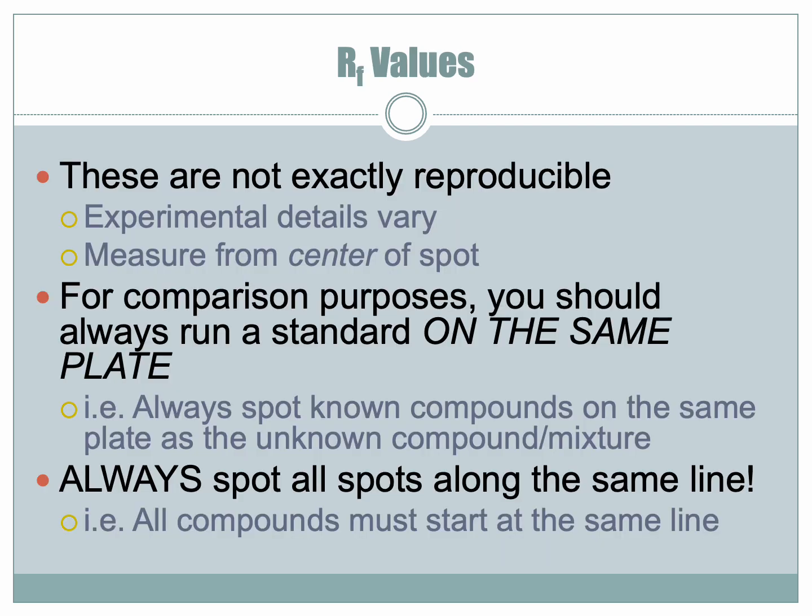So RF values are not exactly reproducible, which means that we can't look at an RF value in a book and expect to get the same RF value if we were to do the same compound in the same solvent. So what that means is that RF values are not absolute, they're relative. So if we spot 2 compounds on the same plate, then we can directly compare their RFs. But if we spot the same compound on 2 different plates, then we can't directly compare their RFs. So when we're trying to compare 2 different spots, we always spot them on the same plate, because we can't compare the details between 2 plates. And we should always spot the spots on the same line.